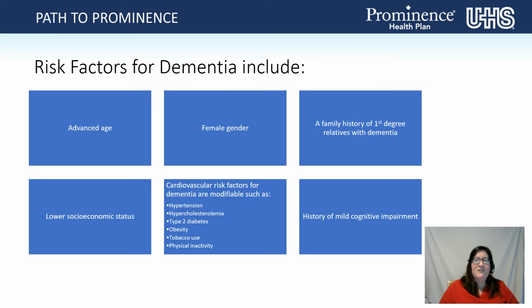Risk factors for dementia include advanced age, a lower socioeconomic status, female gender, a family history of first-degree relatives with dementia, and a history of mild cognitive impairment. Cardiovascular risk factors for dementia are modifiable, such as hypertension, hypercholesterolemia, type 2 diabetes, obesity, tobacco use, and physical inactivity.